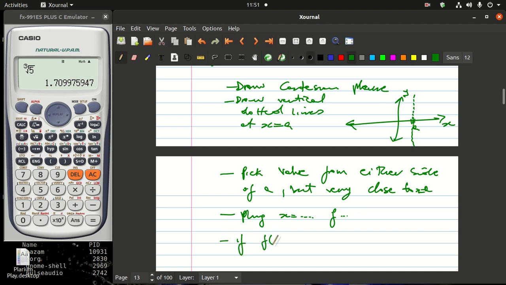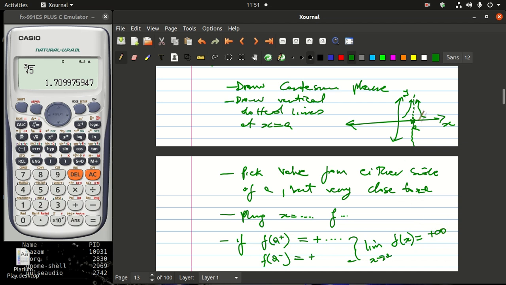If f of a plus, the value on the right, and I'm saying a plus just to say the value on the right, is equal to some positive value, it means that you are going this way. So you draw something like this as you're getting closer to a. If a minus is also positive, which means that you are going this way at this particular point, then you will know that the limit as x approaches a of f of x is equal to positive infinity.